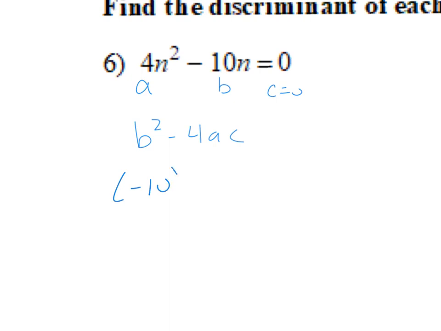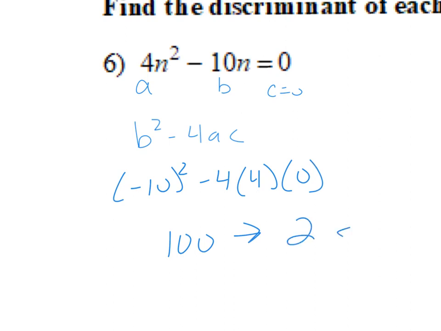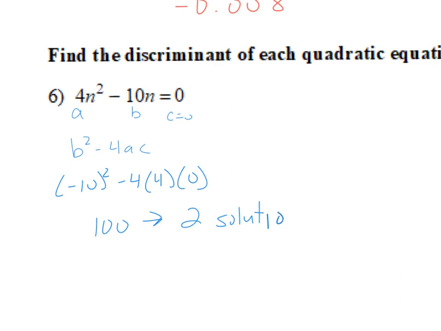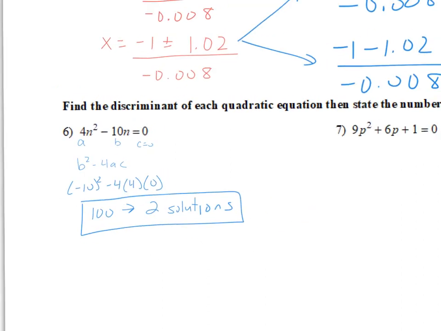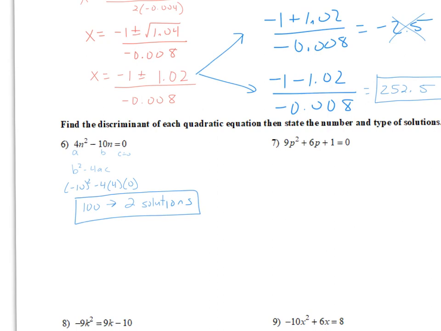So I've got negative 10 squared minus 4 times A times C. All right, so when I put that in my calculator, I end up with 100. And that, since it's positive, means I'm going to have 2 solutions. So it's going to cross the x-axis 2 times. So 2 solutions. And that's what they're looking for here. They want you to find the discriminant and then talk about how many solutions.